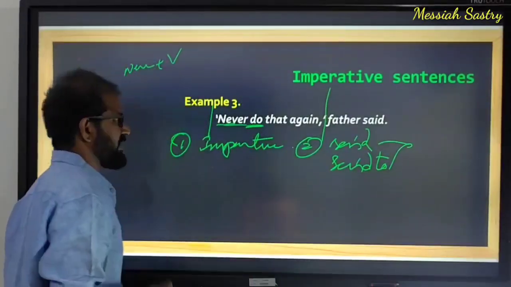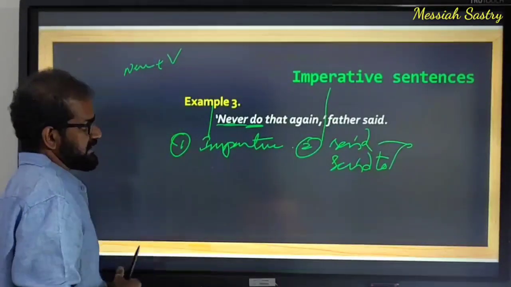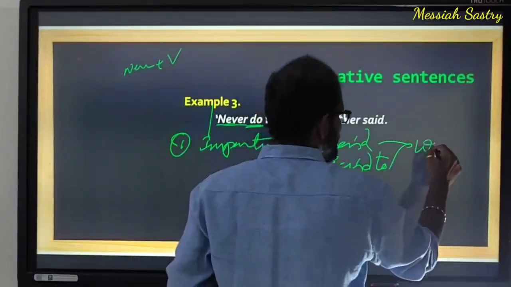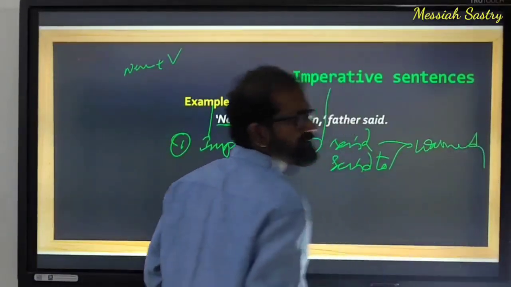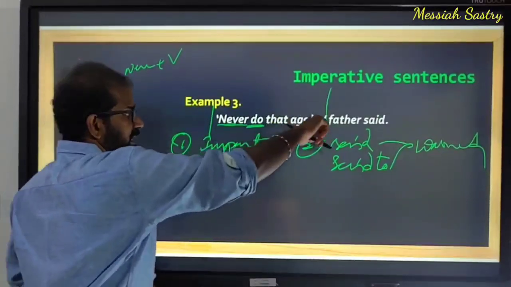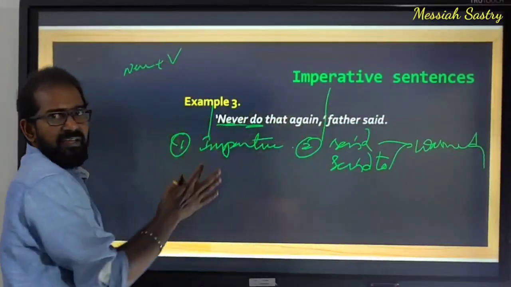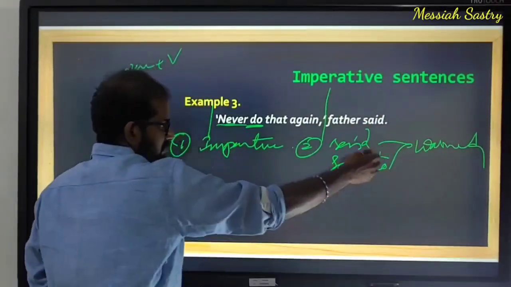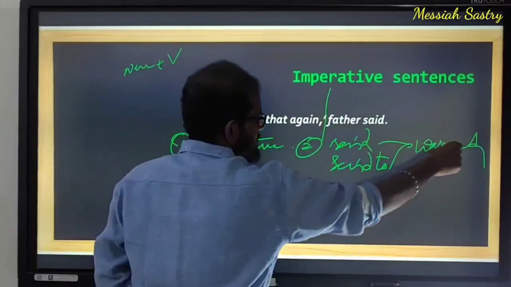Let's look at the sentence now. Never do that again, father said. Most probably it might be a warning, so we just use the word warned. It is like a warning. So the reporting verb said or said to changes to warned.